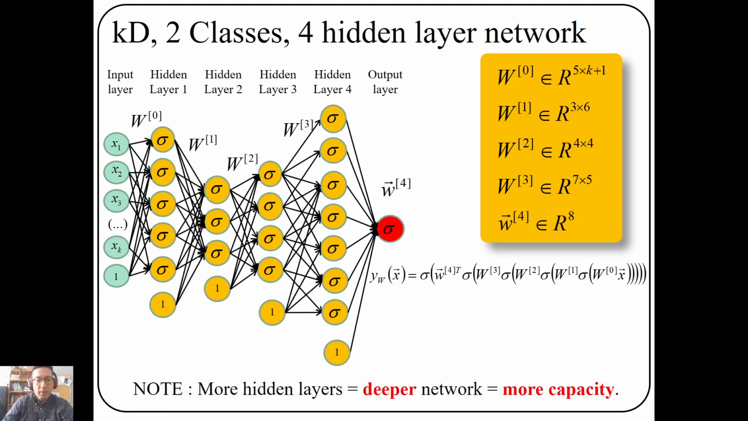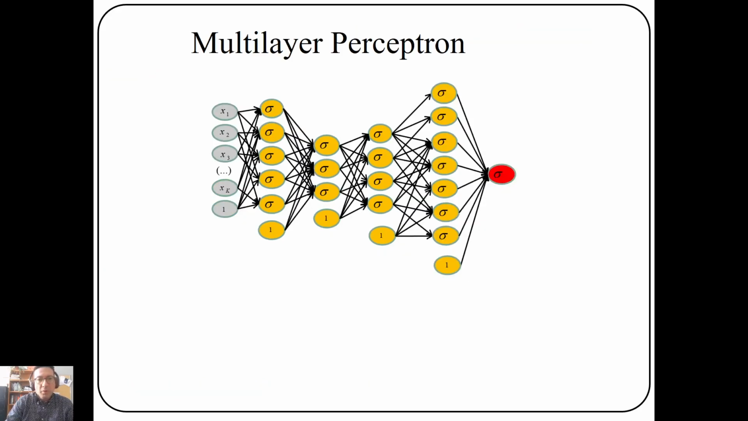So the more hidden layers that we have, the deeper the networks get. And now you understand what it means to have a deep network. It means a network with lots of hidden layers. And the more hidden layers that we have, the more capacity we have. So what's going on here? We have a system like this, a multi-layer perceptron, which inputs a vector x, which has k plus 1 dimensions, followed by all of these operations: matrix times vector with a nonlinearity, times a matrix with a nonlinearity, times a matrix with a nonlinearity, times a matrix, and then at the very end we have a linear classifier.